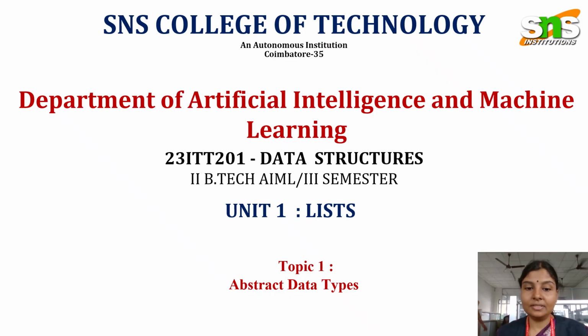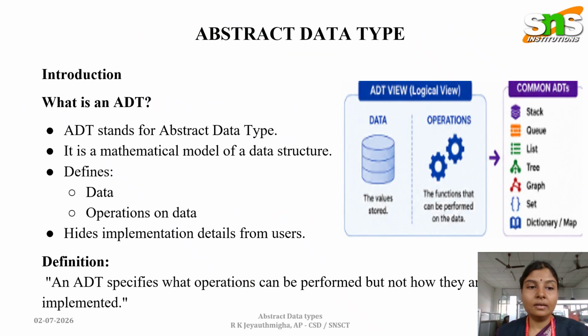The topic to be discussed is abstract data types. What is an ADT? ADT stands for abstract data type. It is a mathematical model of a data structure. It defines data and operations on data. It hides implementation details from users.